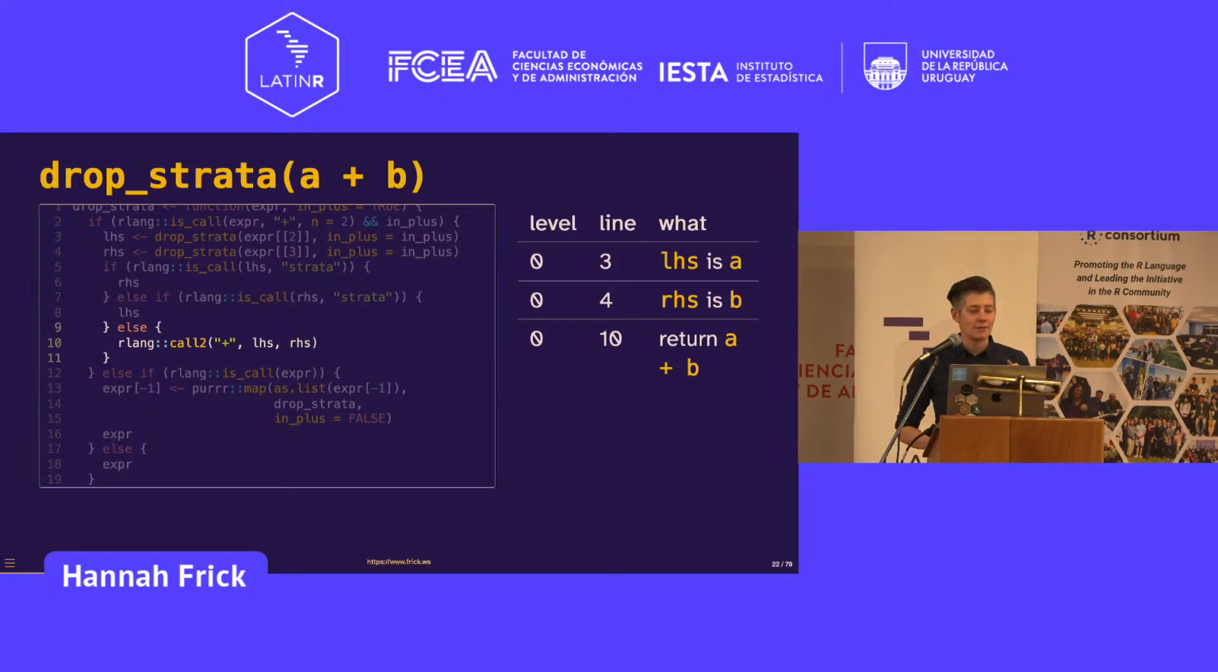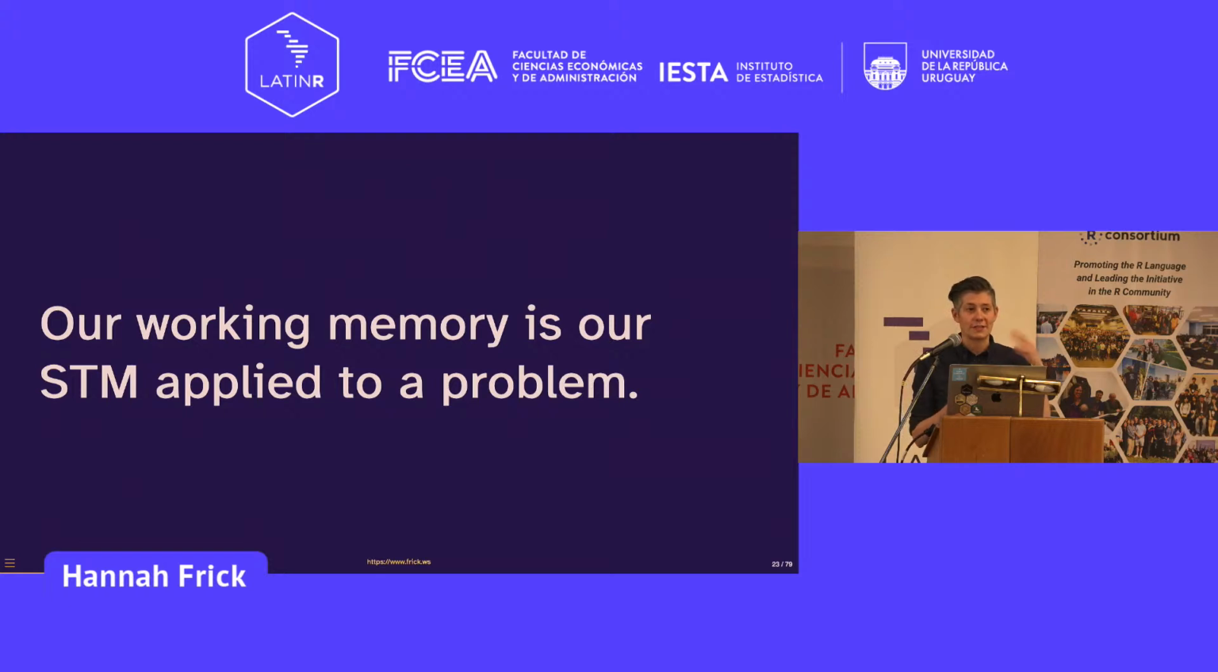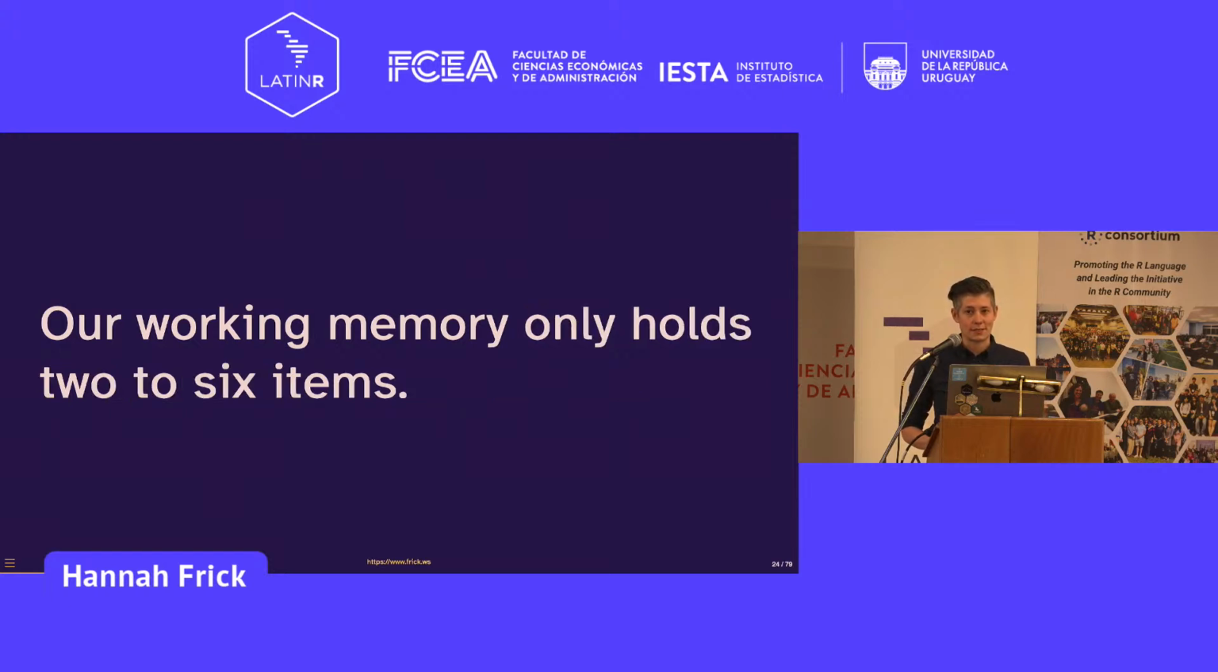Okay, I get confused by recursive functions, at least to a certain degree. And keeping track of where I am and where I'm going back to and how deep I am helps me to make sense of this. And this moment where you lose track of all the things you're trying to keep track of while you're thinking about where you are in the function, that is because the place that does all the thinking, your working memory, is basically your short-term memory applied to a problem, which means it has the same capacity as the short-term. So only 2 to 6 items.